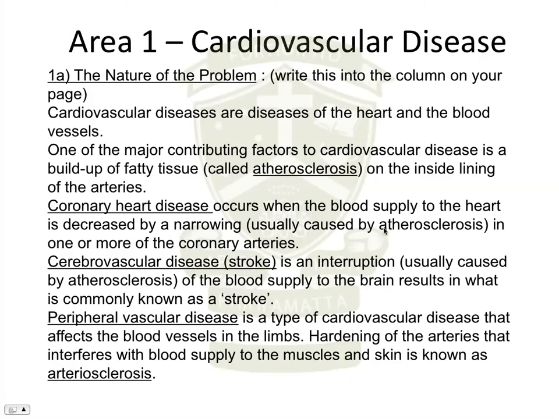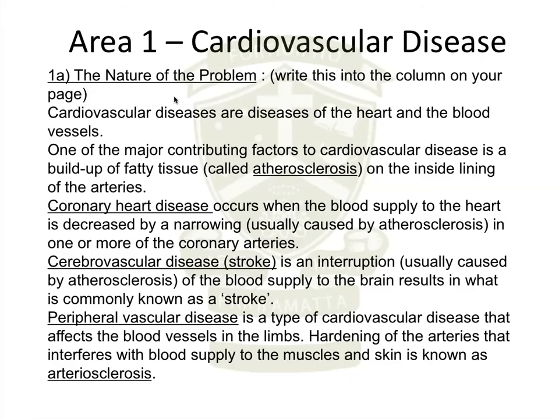Familiarise yourself with the term atherosclerosis, which is where you get a build-up of fatty tissues or fat deposits in the arteries, and also arteriosclerosis, which is where the arteries harden. And obviously the disadvantage with arteries hardening means they can't expand, which means when extra blood needs to get through, e.g. in times of exercise or when the body's under stress, they can't get extra blood or more blood through because they are hardening, they can't expand. So this is just a basic intro to what cardiovascular disease is. So whenever you see the nature of the problem, that just means what is it.